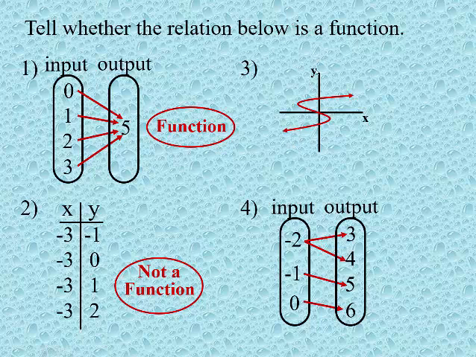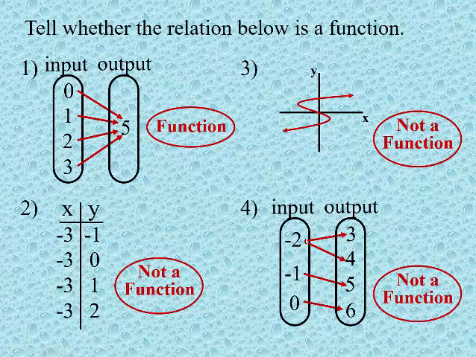Here, the vertical line hits it more than once. This is not a function. On this one, I'm saying negative 2 goes to 3 and 4, negative 1 goes to 5, and 0 goes to 6. Well, this right here is not a function because negative 2 goes to both 3 and 4.